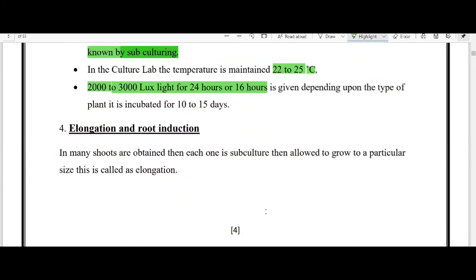Elongation and root induction. If many shoots are obtained, then each of the subcultures is allowed to grow to a particular size. This is called elongation. Now, if the shoots are obtained in a culture, then they are subcultured, and the roots are obtained.